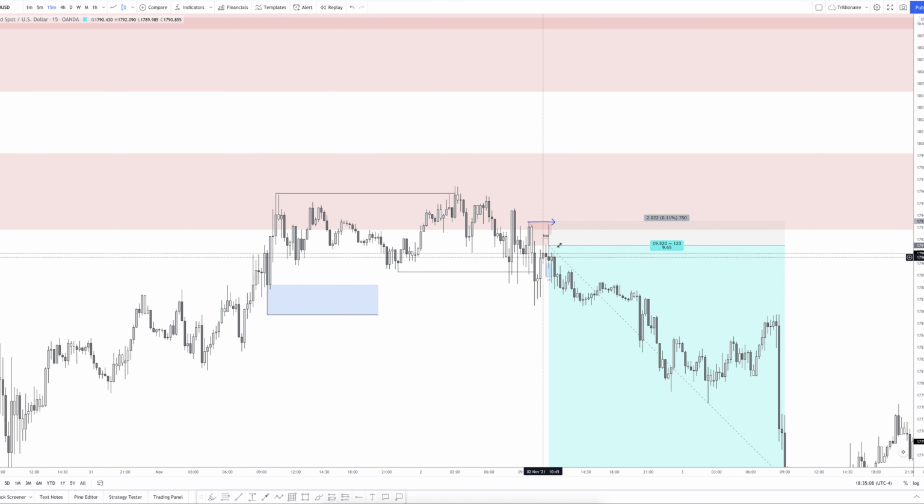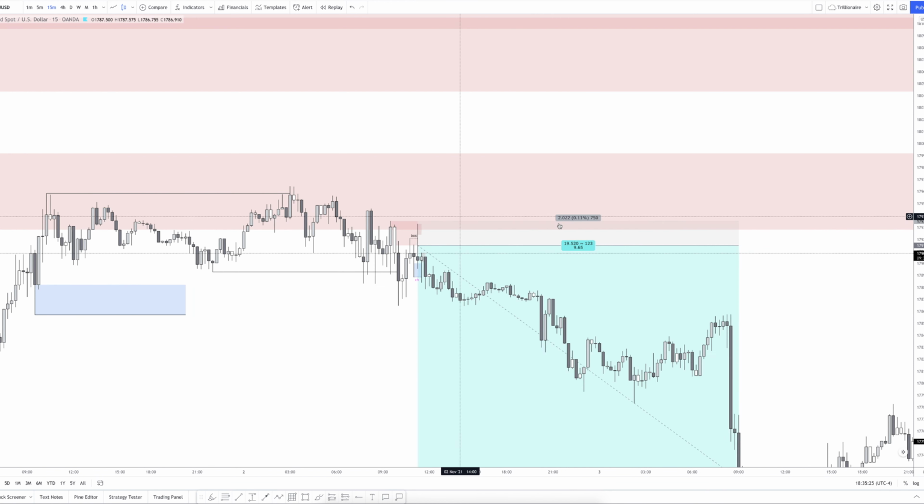Price showed us that sellers were in control once price traded above this high here and then traded below this low here. And then we traded right back into the area responsible for breaking demand, which was here, risking around 20 pips. That's the end of our zone, which is here.